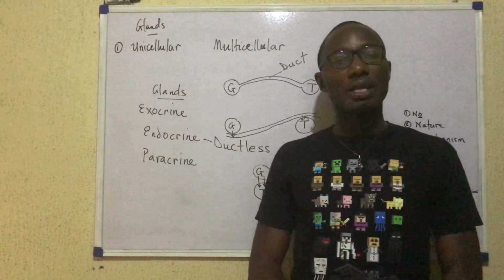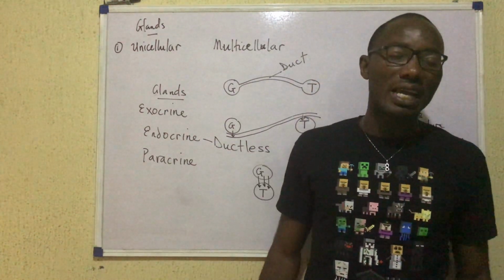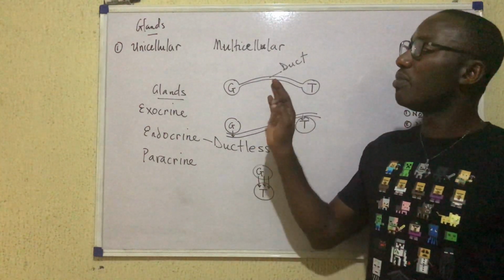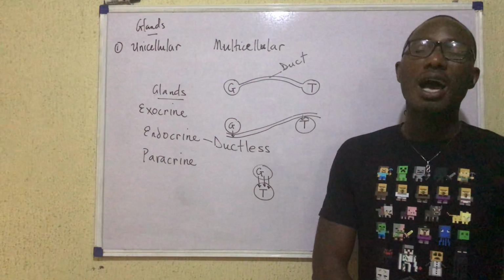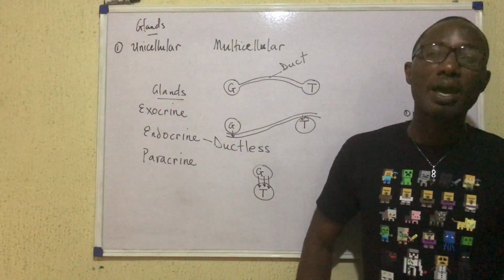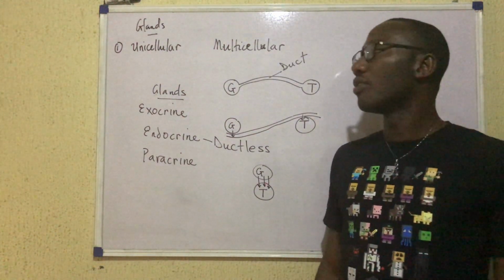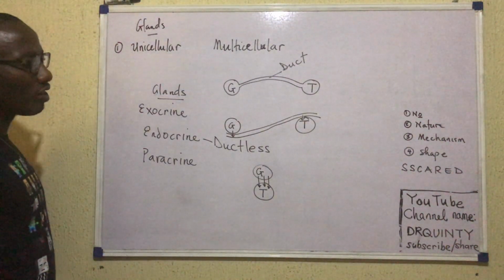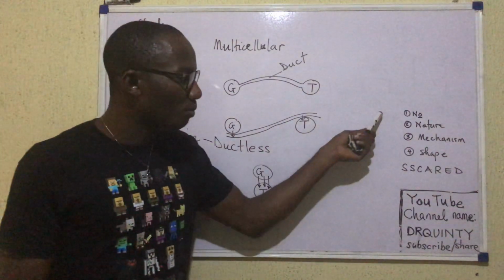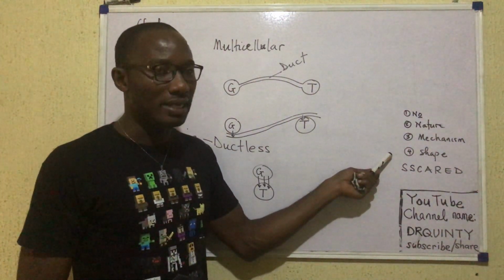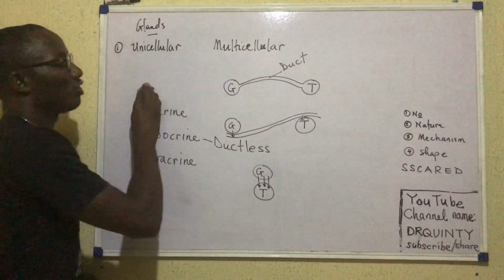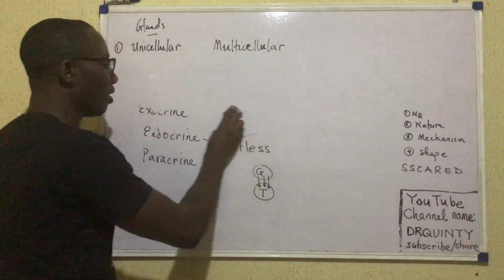Next, I'll be talking about the types of exocrine glands we have. So the next part of this discussion will focus mainly on exocrine glands, how we have different types of them, and what differentiates these exocrine glands. To differentiate exocrine glands, I've put a small outline here to guide me and to guide you. Exocrine glands can be differentiated on the basis of one.